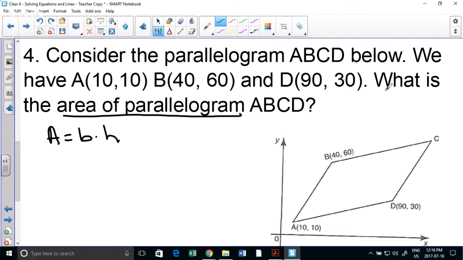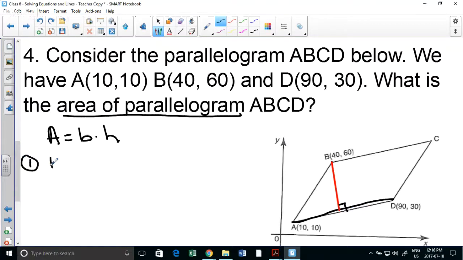So here, consider the parallelogram. We need the area, which means we need the base. Well, if we use this as a base, we can make the height by extending from here to this line at 90 degrees.